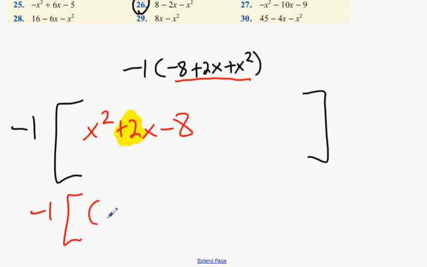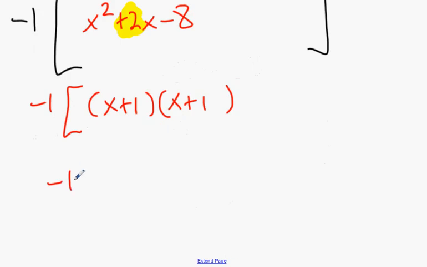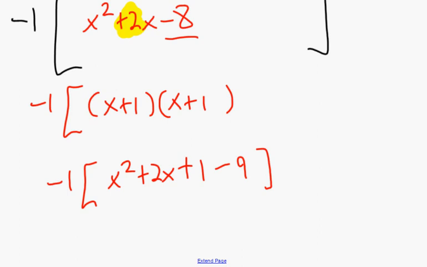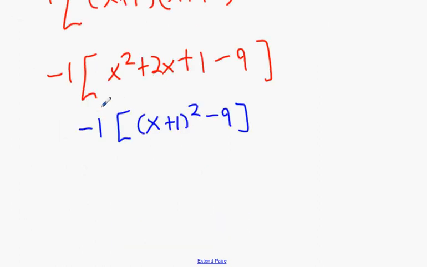Minus 1 times x plus 1 and x plus 1. And what does that turn into? Minus 1 into x squared plus 2x plus, and it's meant to be minus 8. So how do I sort that out? Right, come on guys. How do I sort that out? Minus 9. Now what's left in the bracket then? Minus 1 times x plus 1 squared minus 9.